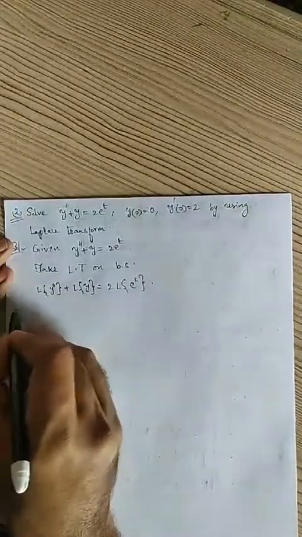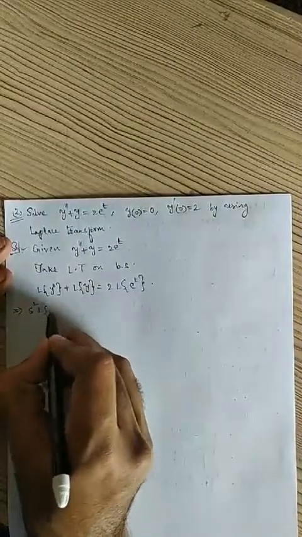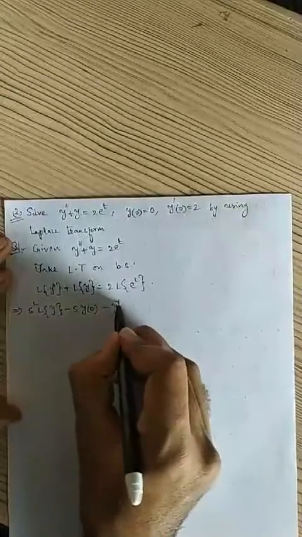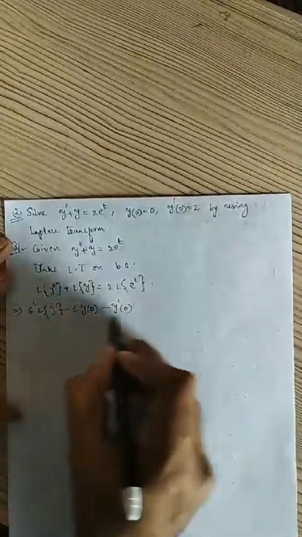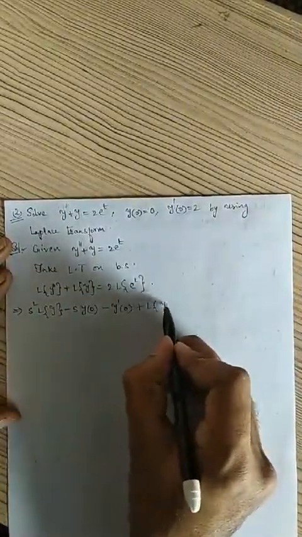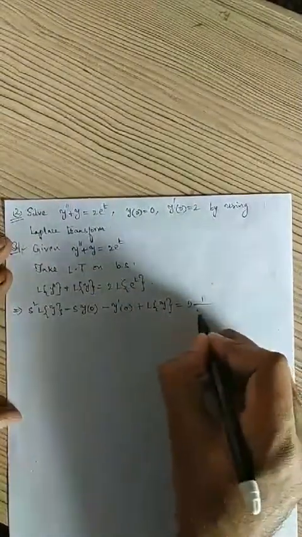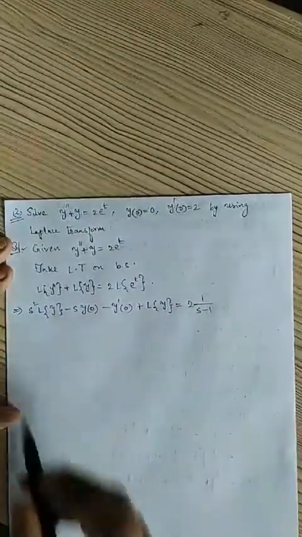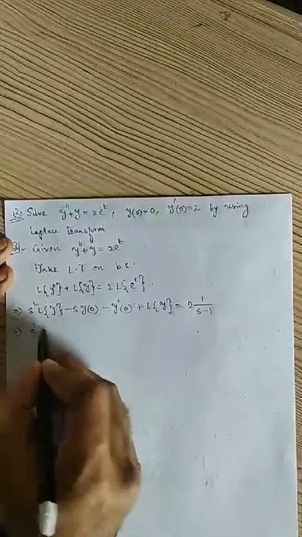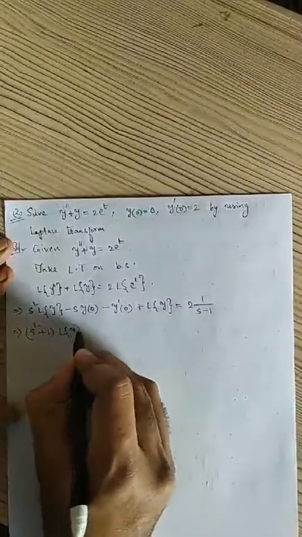Then expand this. Laplace transform of the second order derivative is s square into Laplace transform of y minus s into y of 0 minus y dash of 0, right? This is the expansion of Laplace transform of y double dash. Then plus Laplace transform of y as it is, which is equal to 2 into Laplace transform of e power t, formula 1 by s minus 1, right? Then this implies, taking Laplace transform of y common, here s square and here 1, s square plus 1 into Laplace transform of y, this term over.